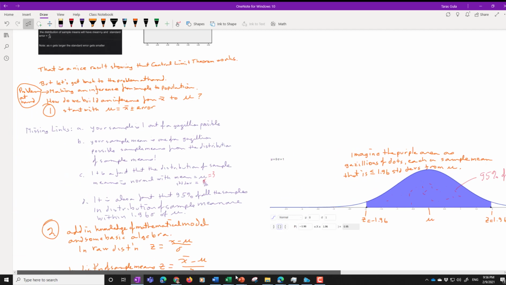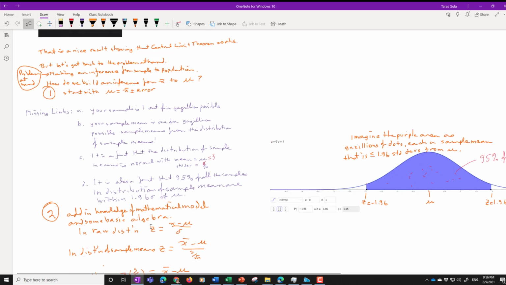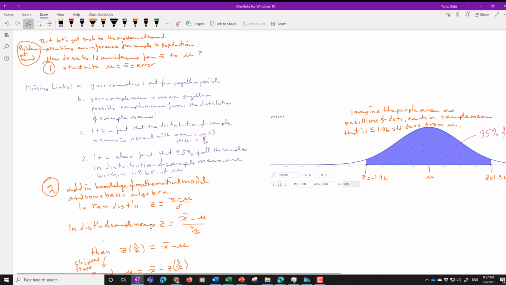But we're now thinking the key shift that I want you to do is to make it that you're thinking of it as not raw scores, but as sample means. So each of those sample means is less than or equal to 1.96 standard deviations from the true population mean. So now you're just pulling out sample means one at a time. Imagine it just being you drawing one sample mean rather than doing the actual flipping of the coins.